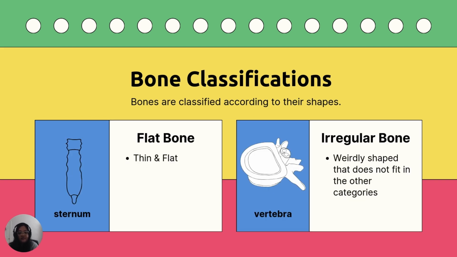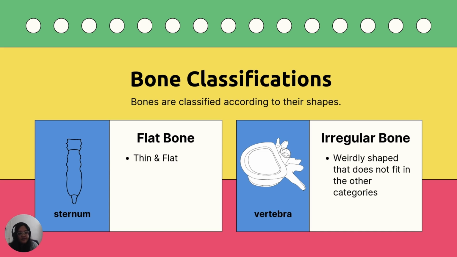We also have the third type, which is the flat bone. These are obviously going to be flat and also thin. So some examples of flat bones are your sternum and your patella, which is in your knee.